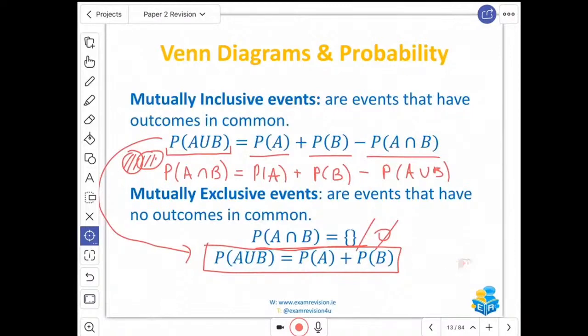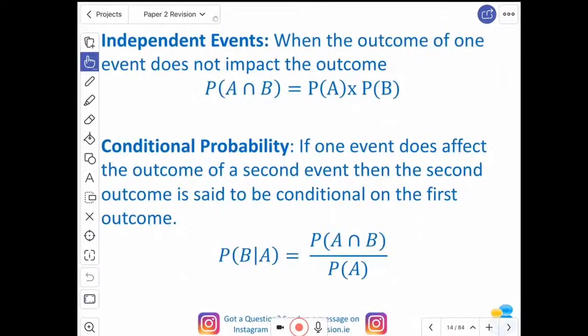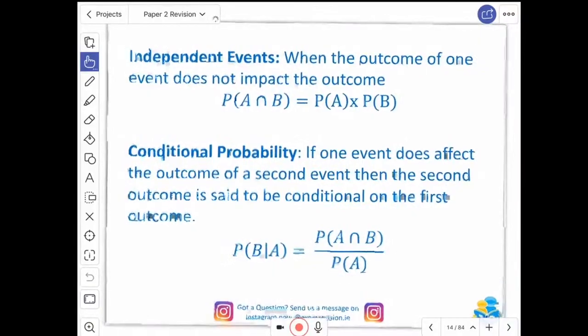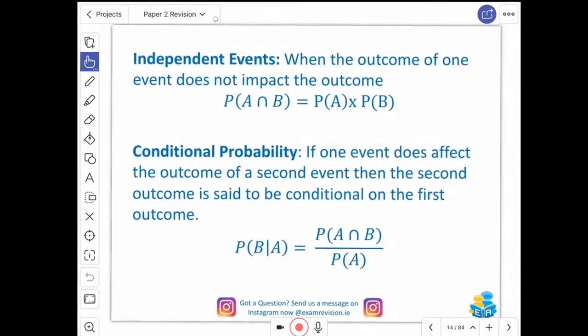Okay, moving on then to our next two important things to be aware of in this probability chapter: independent events and conditional probability. Independent events are when the outcome of one event does not impact the outcome of the other. So when you're working out the intersection of the probability of A and the probability of B, when they're independent events, that intersection is the probability of A multiplied by the probability of B.